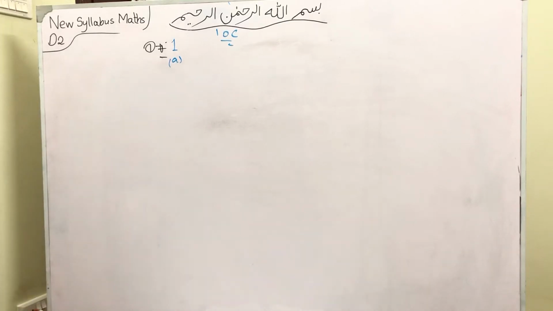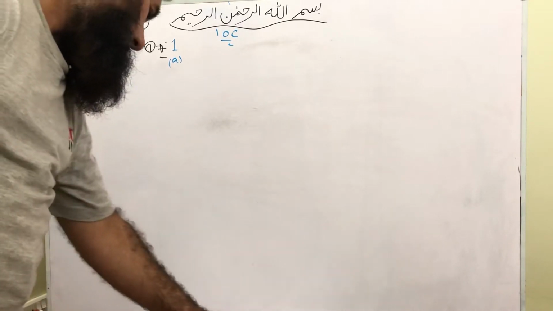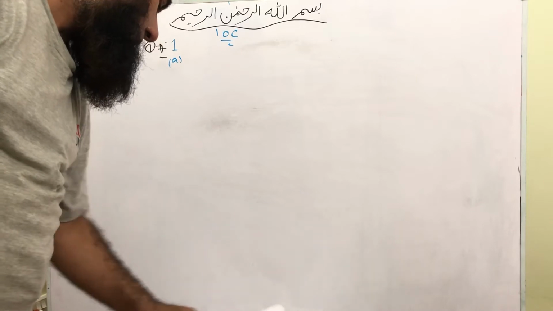Bismillahirrahmanirrahim. Now we will be doing question number 1, exercise 10C, part A. This is related to Pythagoras theorem. This is the converse of Pythagoras theorem.